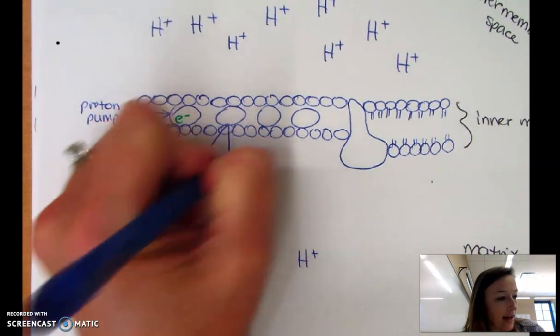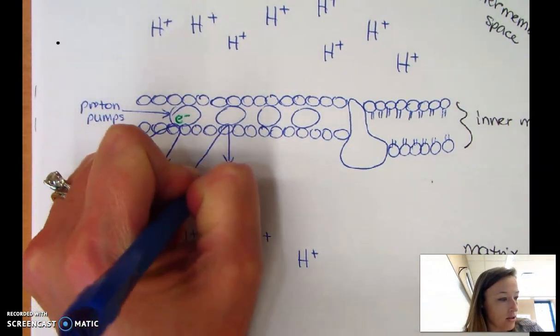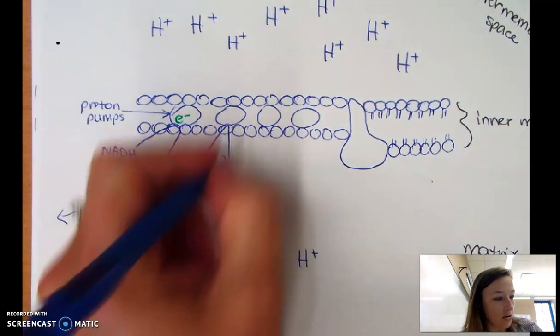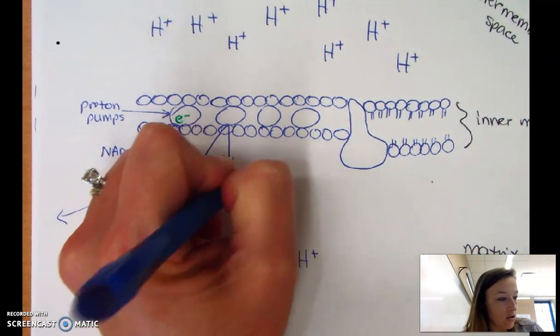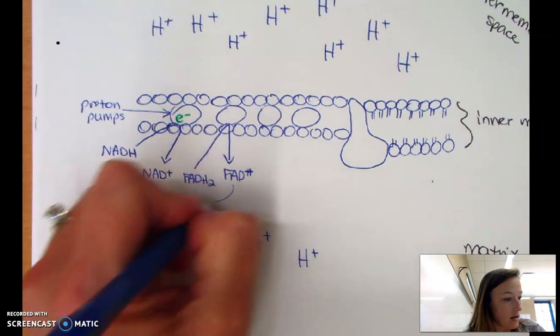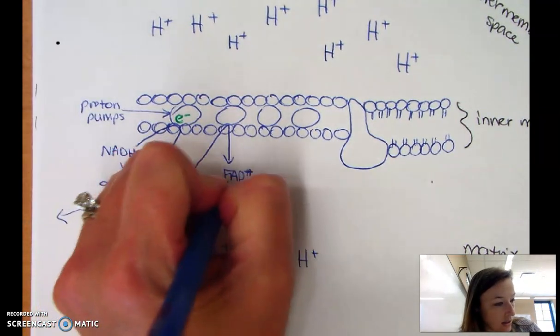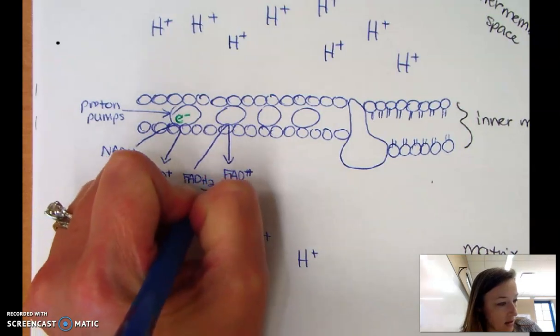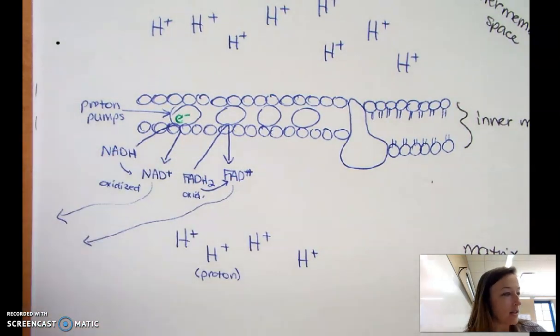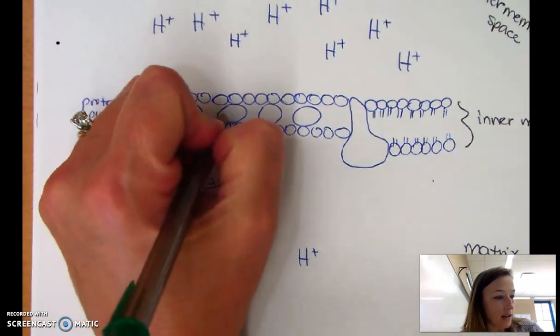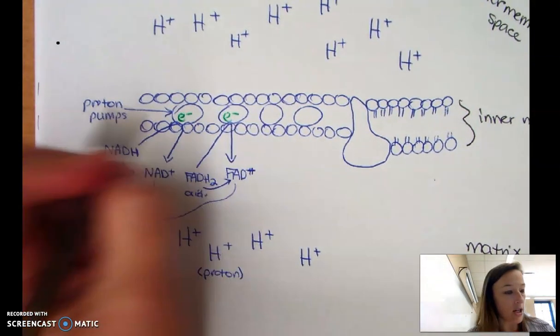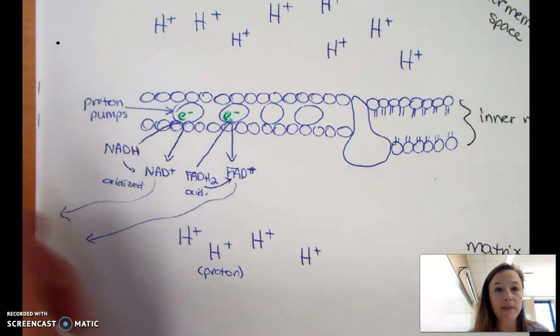The other actor that you know that's going to come in and do the same thing is FADH2. It's going to drop off its electrons, okay, which is going to oxidize it. So it's going to get oxidized back to FAD. And it's going to drop off its electrons to the electron transport chain as well. All right, so what happens to these electrons?